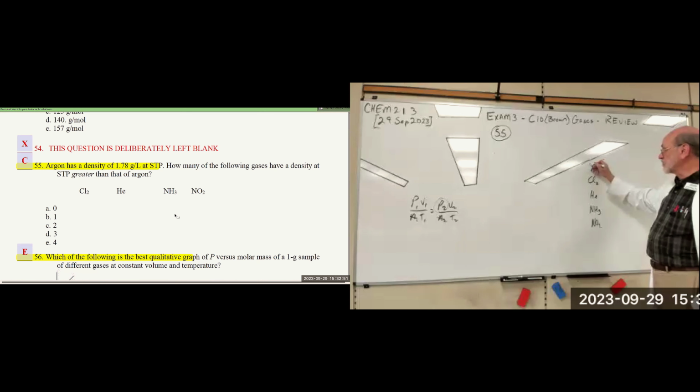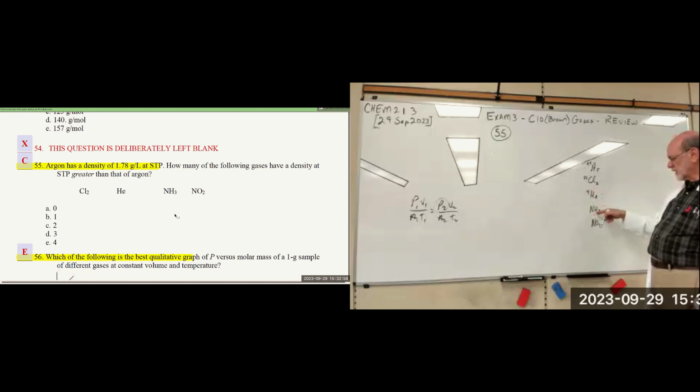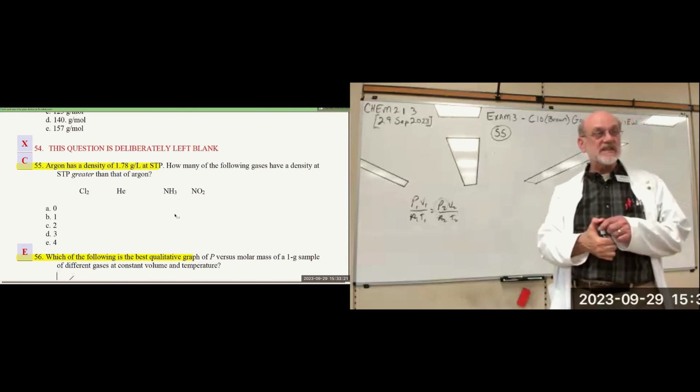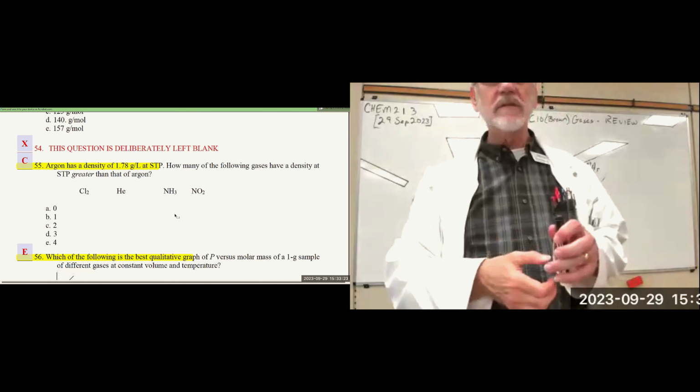Well, argon is about 40, right? This one's about 70. This one's about 4. That one's about 14, and NH3 is 17. And this one is 14 and 32, 46. Okay. So bigger than argon, 1, 2. That one, and that one. Yeah, so 2. C. Did you follow my reasoning?